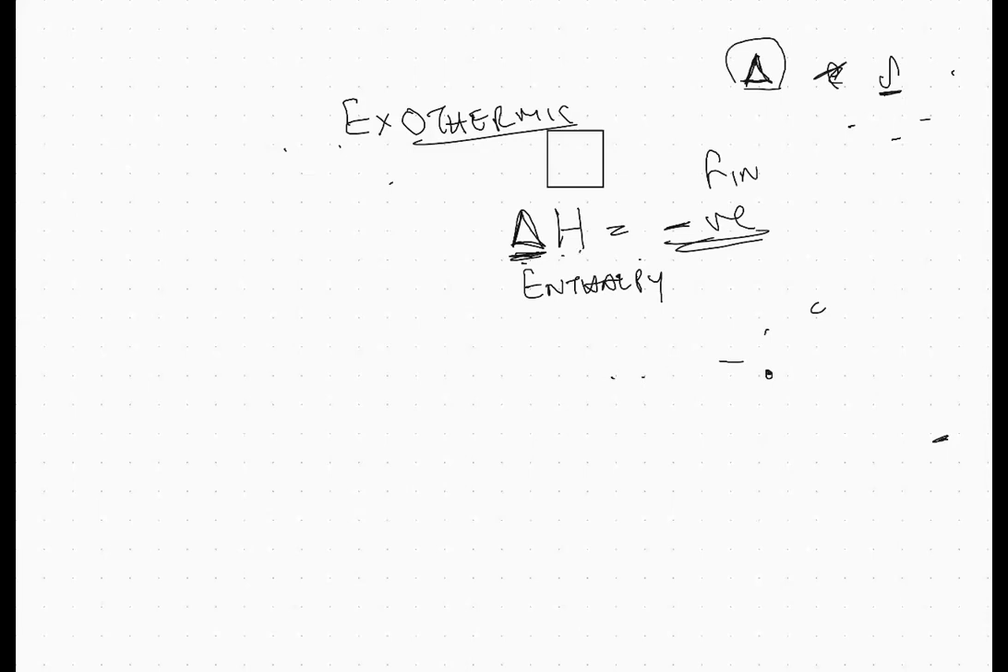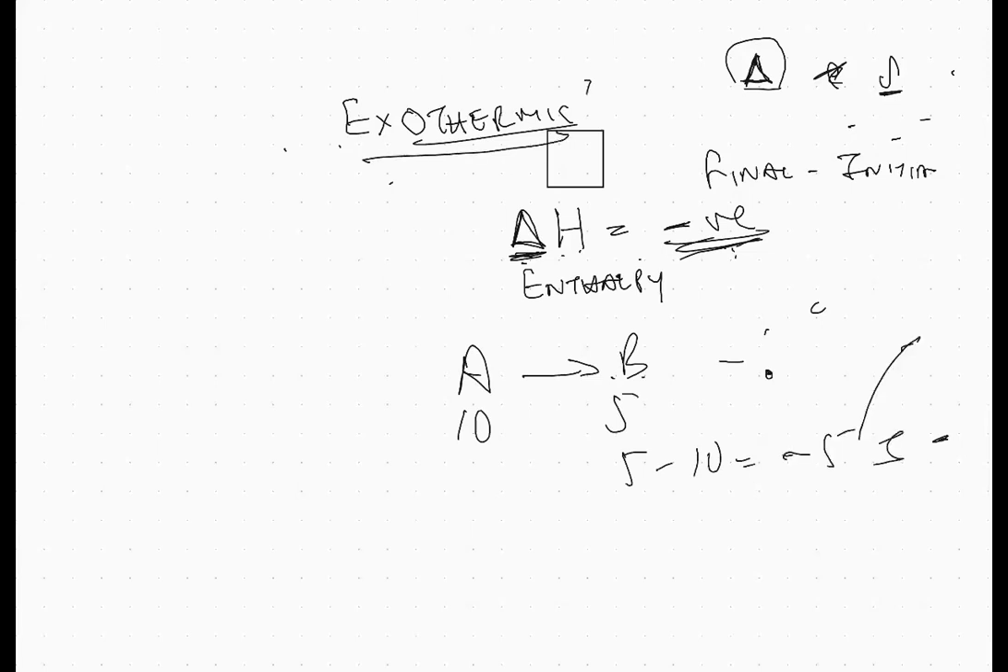Always. It is negative. That means initial, the compound, we say A becoming B. Say A had 10 and B had only 5. The difference is minus 5. Where has it gone? It has gone outside. That is why it is exothermic. It's given out. So whenever it is exothermic, the heat is released.